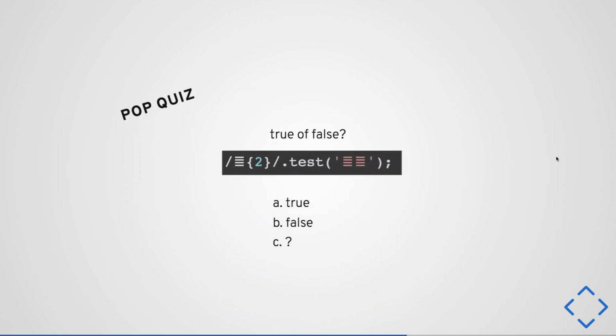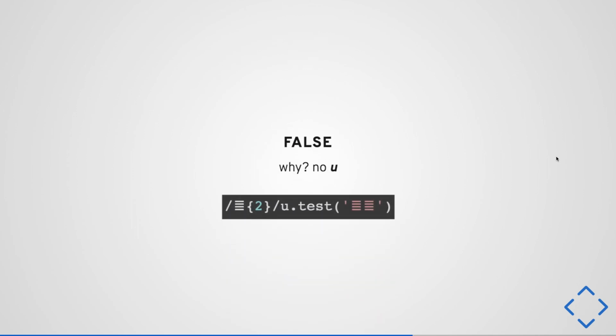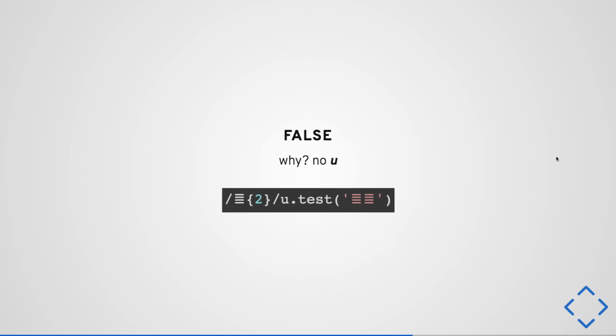All right, pop quiz. True or false? There's no u. I'm going to say true because I want to say false, and I'm probably wrong. False. Oh. Why? No u.